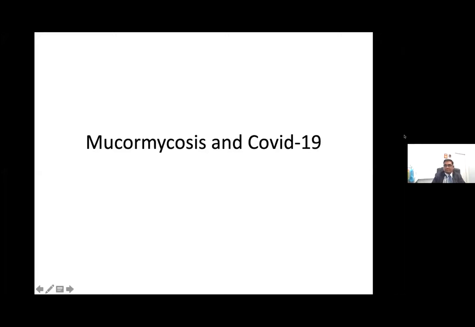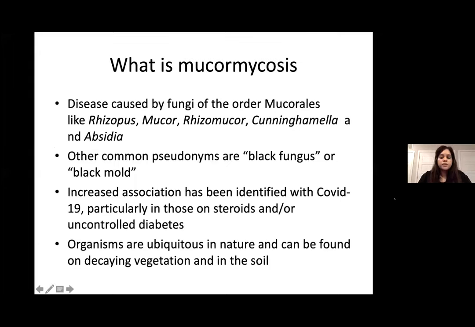Okay. All right. So we'll be going over Mucor, kind of just the basics. I will just go over what is Mucor, kind of some information about risk factors, diagnosis, and medical therapies and precautions. So what is mucormycosis? A disease caused by fungi of the order Mucorales. This is made up of several other organisms: rhizopus, mucor, rhizomucor, cunninghamella, and absidia. The other pseudonyms you will sometimes hear are black fungus or black mold, fairly synonymous with mucor.